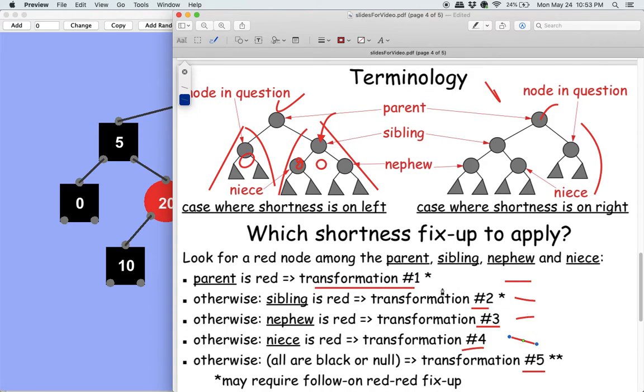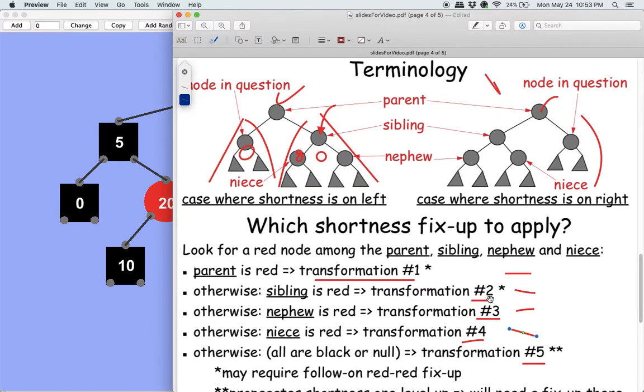The exception is transformations 1 and 2. Sometimes you end up having to do a red-red fix-up, but then it's only one red-red fix-up. It's not like in insertion where a red-red fix-up might cause a red-red violation higher in the tree. In this context, you do one red-red fix-up, and that's it. You don't cascade them.